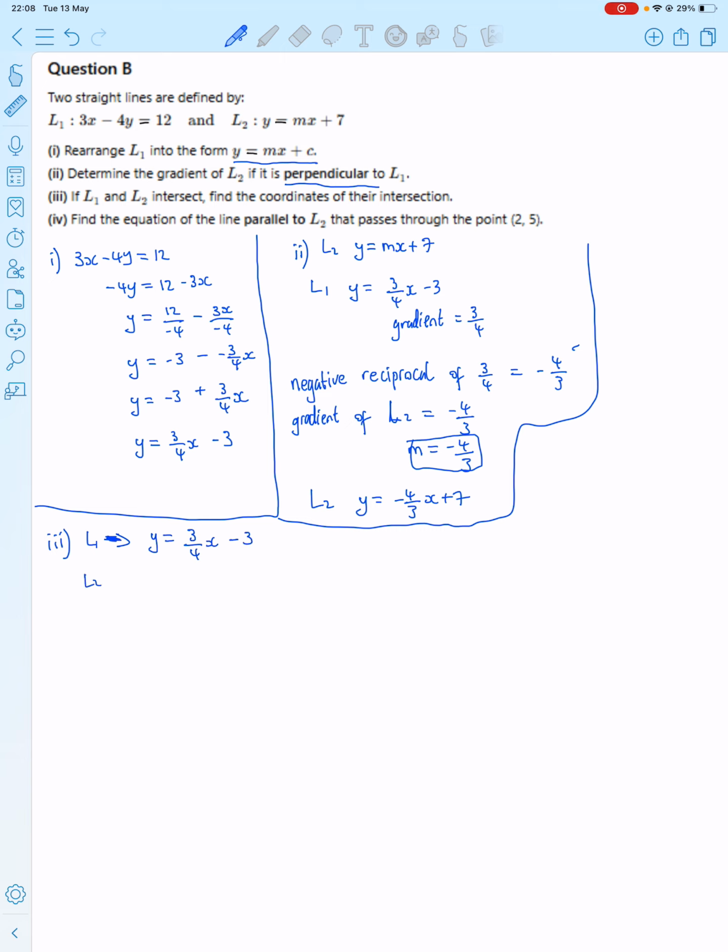And for L2, we have the equation y equals minus 4/3 x plus 7. Again, to find the intersection, it's to solve simultaneous equations. I'm going to go by substitution. So sub L1 into L2. Then, well, if they're both y, then we can just make the two things equal to each other.